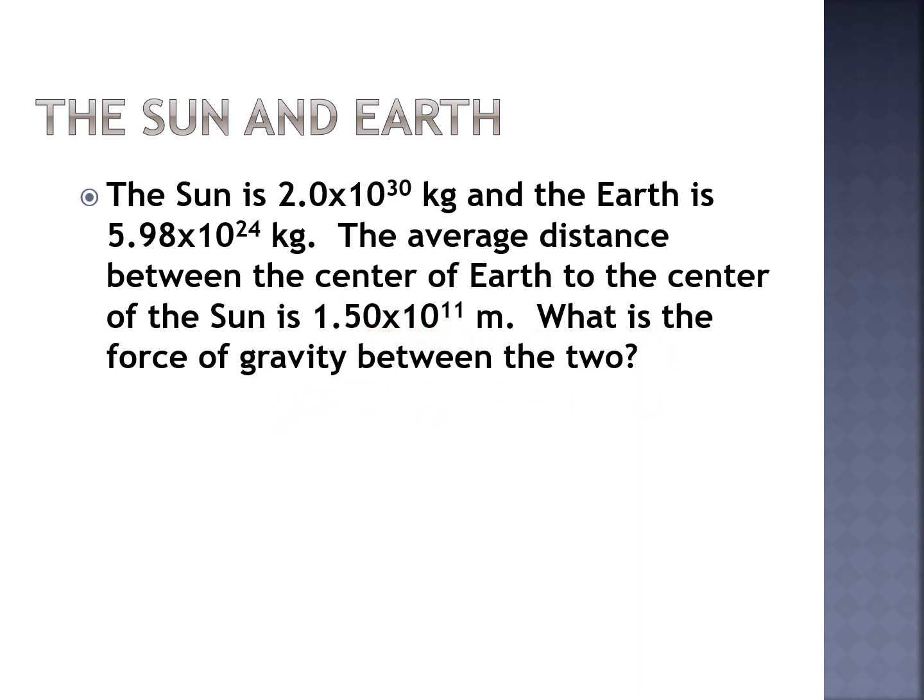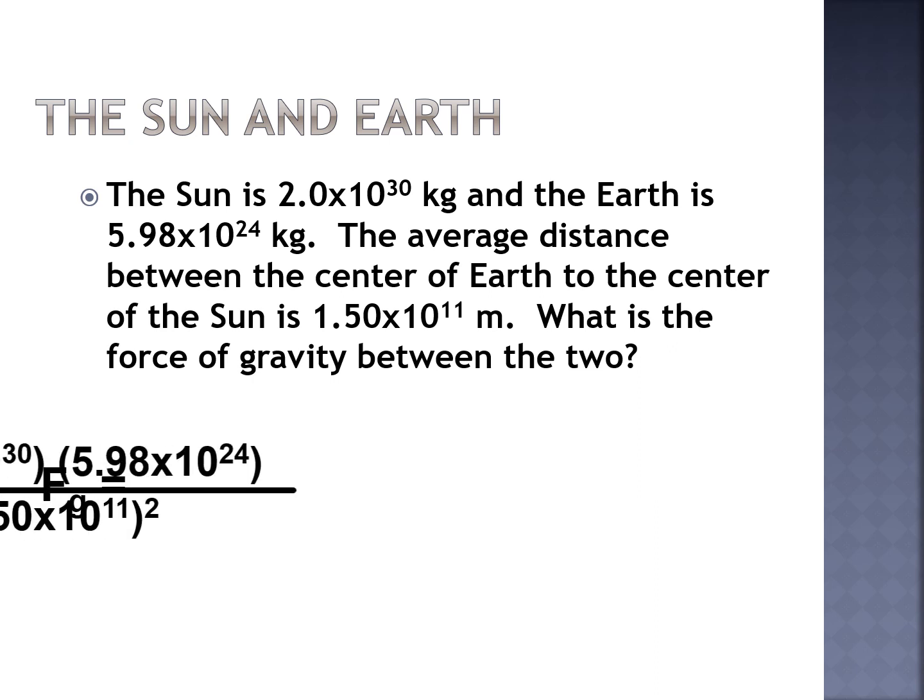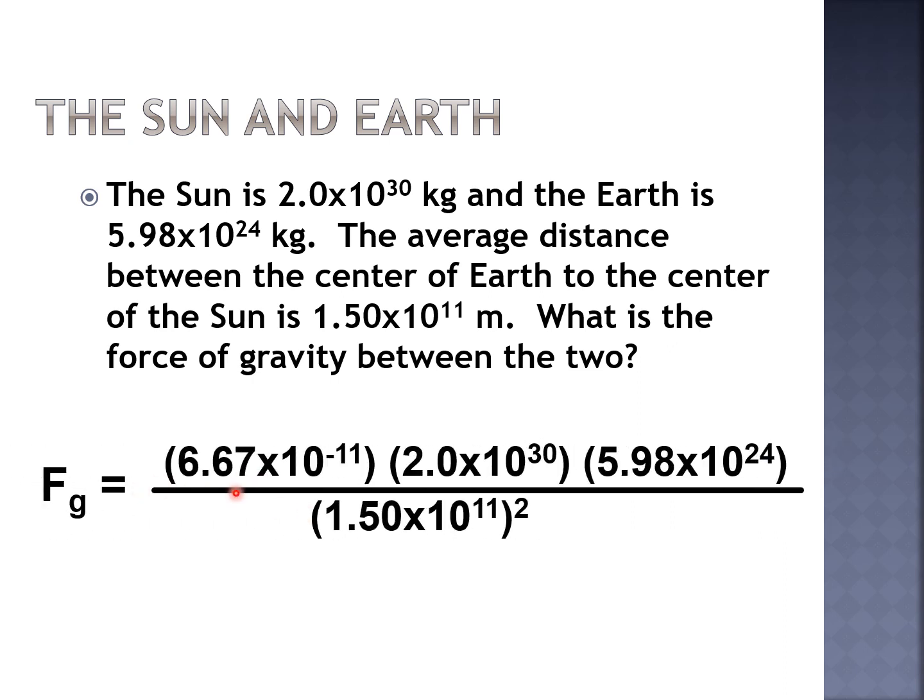All right, so we use the same equation. 6.67 times 10 to the negative 11th always goes in there for your gravitational constant. And then we got the mass of the sun, 2.0 times 10 to the 30th. And we got the mass of the Earth, 5.98 times 10 to the 24th. And we divide by the distance between the two, 1.5 times 10 to the 11th. And then we're going to go ahead and put that in parentheses and square it when we divide it. And that'll give you a force of gravity of 3.55 times 10 to the 22nd newtons.